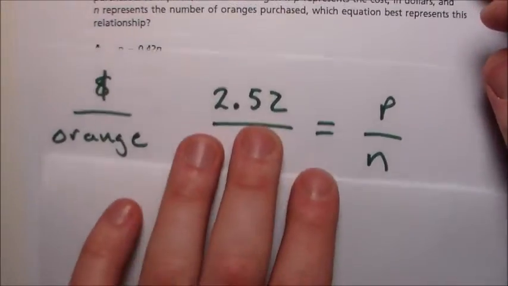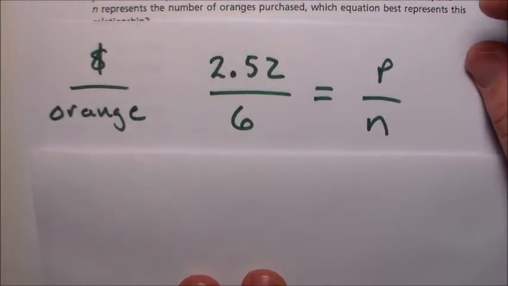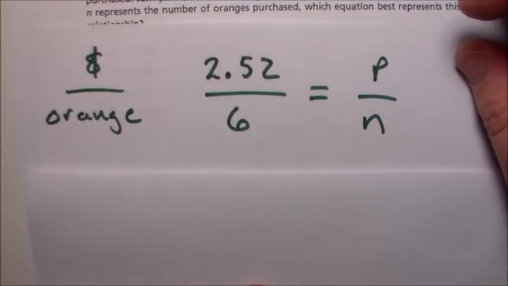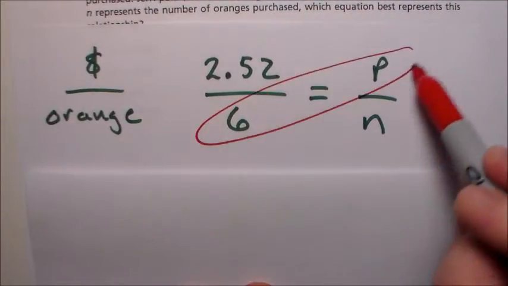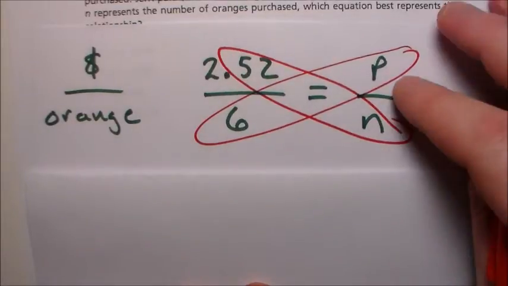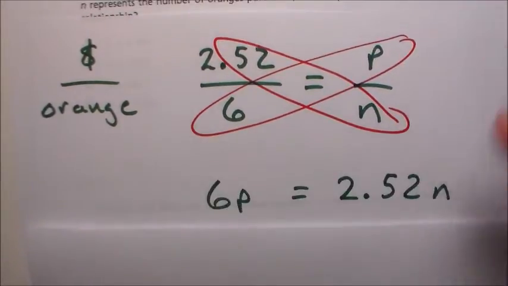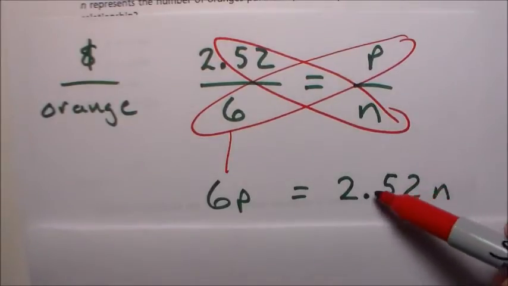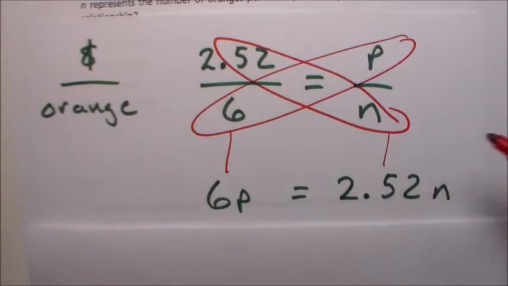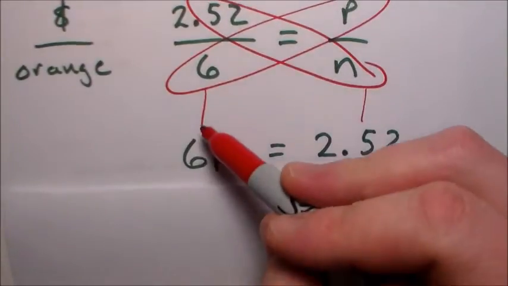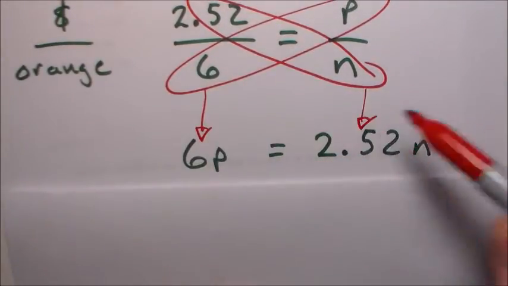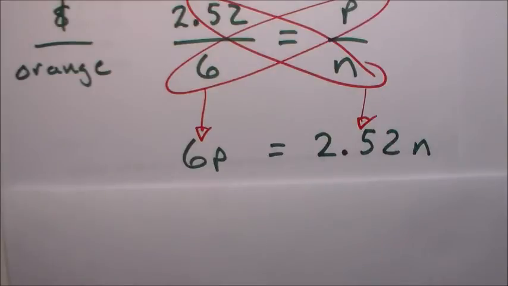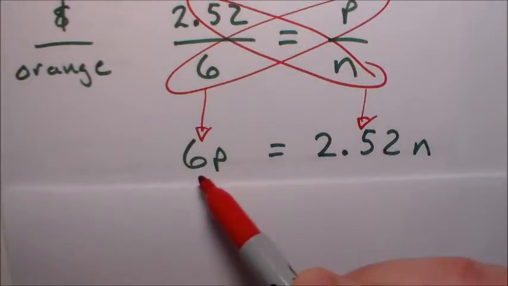Okay. So what do we do when we have a proportional relationship and we want to solve? We cross multiply. It's very helpful. It's not the only way to do it, but it is a helpful way to do it. So we cross multiply. We have 6P, because that's how that works, and 2.52N, because that's how that works. Okay, so now what do we have? We have an equation which we can simplify.